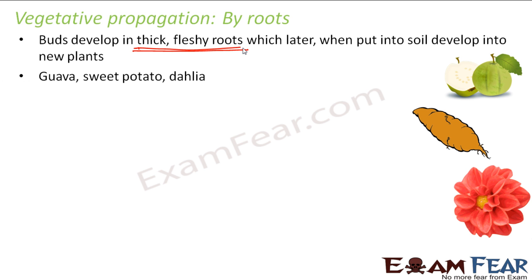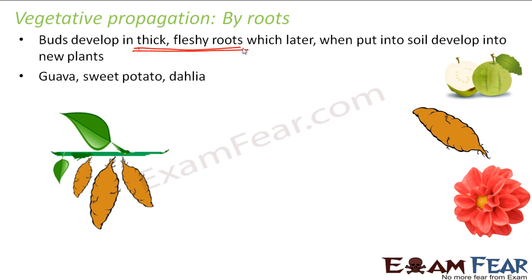Let us look at some examples. The plants where we see this kind of propagation are guava, sweet potato, and dahlia. Dahlia is a flower plant. These are some of the plants where we see this kind of asexual reproduction. Here is how the roots look. If you look at the roots of the sweet potato, what do you see? They are quite thick and fleshy. When these are put into the soil, we see that new plants are formed.